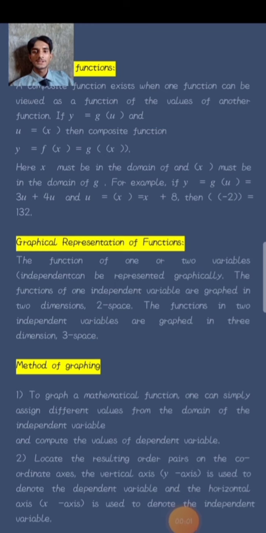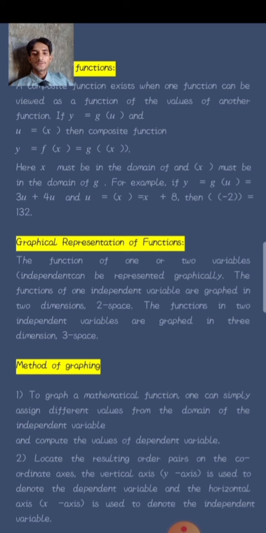Number 7, composite function. The composite function exists when a function can be viewed as a function of the values of another function. If y = g(u) and u = h(x), then the composite function is y = f(x) = g(h(x)). Here x must be in the domain of h and h(x) must be in the domain of g. For example, if y = g(u) = 3u + 4u and u = h(x) = x + 8, then the result is 132.